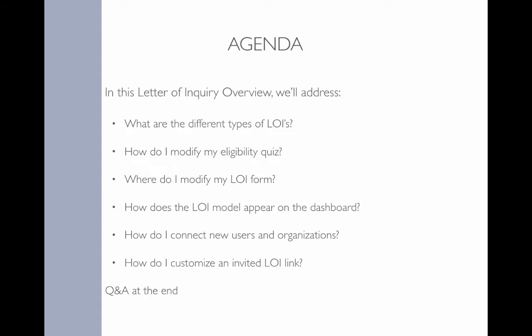In this LOI webinar, we'll be covering the following topics. What are the different types of LOIs? How do I modify my eligibility quiz? Where do I modify my LOI form? How does the LOI model appear on the dashboard? How do I connect new users and organizations? And how do I customize an invited LOI link? And as I said earlier, there will be a Q&A after the overview.